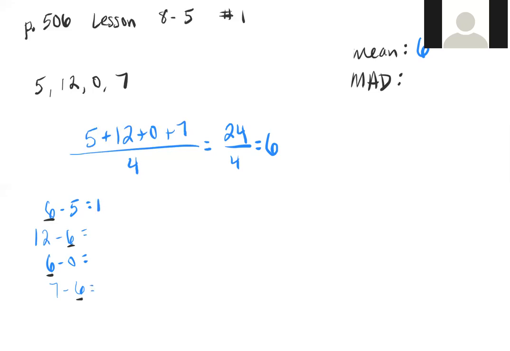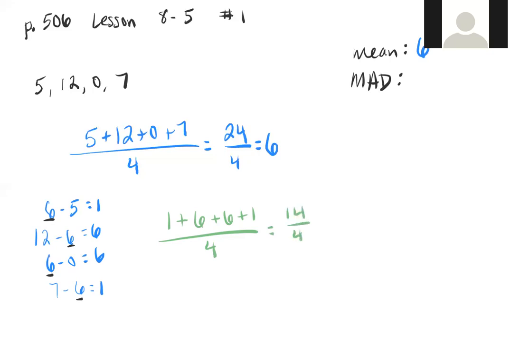6 minus 5 is 1, 12 minus 6 is 6, 6 minus 0 is also 6, and then 7 minus 6 is 1. And then just like with our mean, we're going to add up those numbers. So 1 plus 6 plus 6 plus 1, and divide it by the number of numbers we're adding, which is 4. Okay, add that up. 1 and 6 is 7, plus 6 is 13, plus 1 is 14, divided by 4.